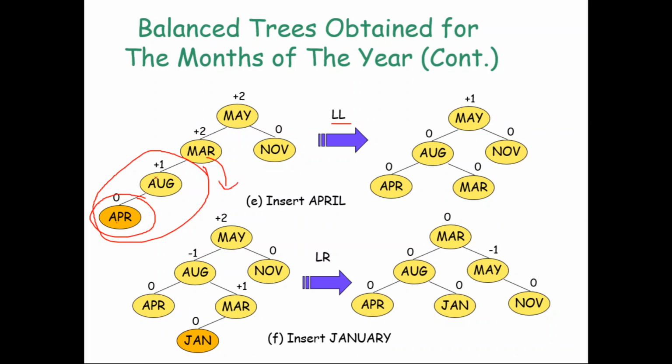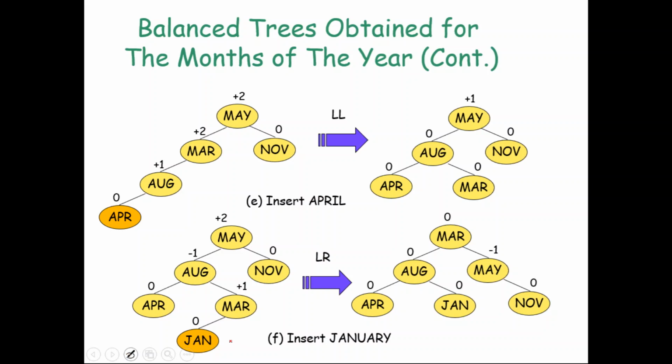If you rotate March to the right, then August will become the root of this subtree. March will become the right child of August, and April will be the left child of August. This is the resultant tree. If you calculate the balance factor for all the nodes, it is fine. It is still a balanced tree. No issues. Next, we are adding Jan.